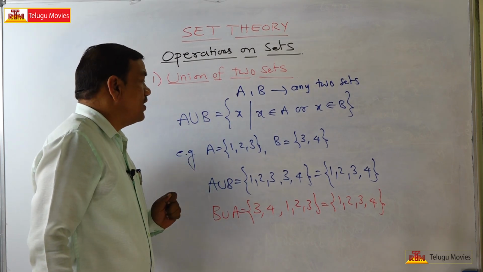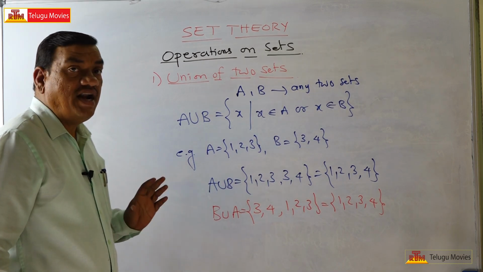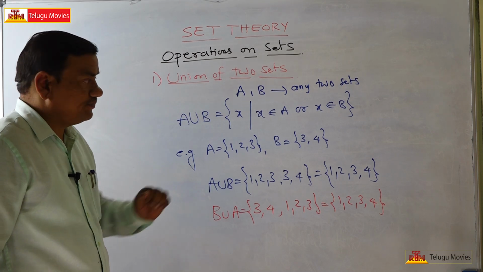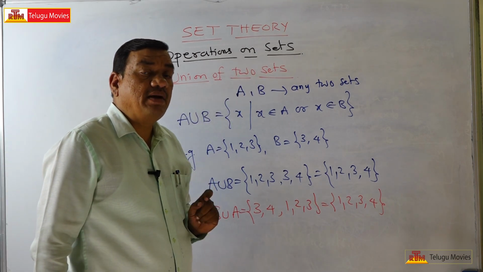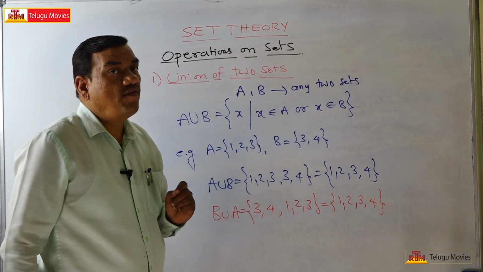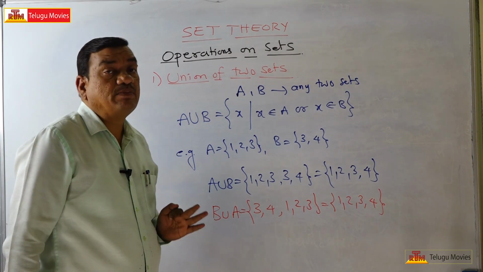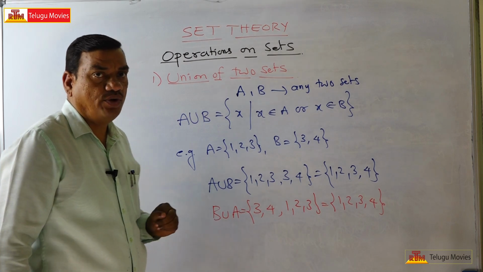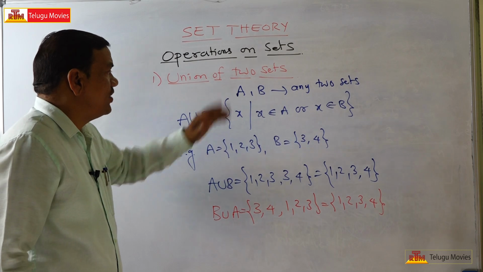Now we are going to see the Venn diagram. This is very, very important. John Venn is a great mathematician. He represented all the set operations in Venn diagrams. If I explain to you with Venn diagrams, you can easily understand. So let us see the Venn diagram of A union B.